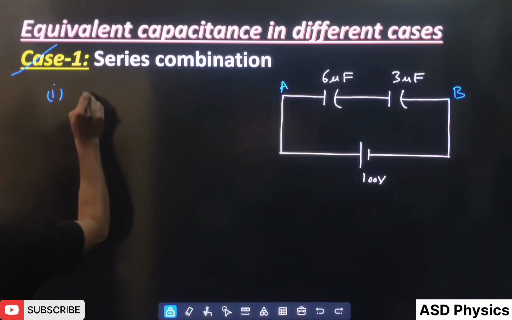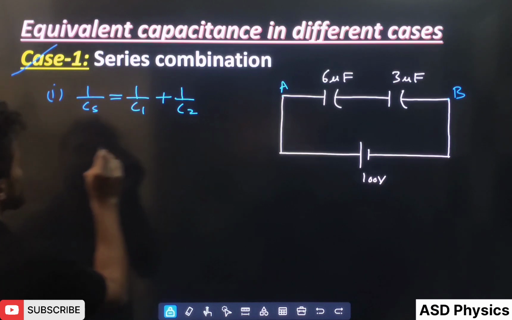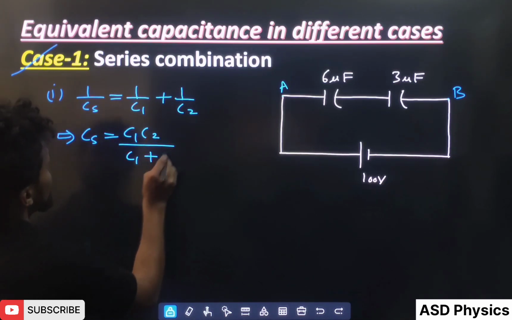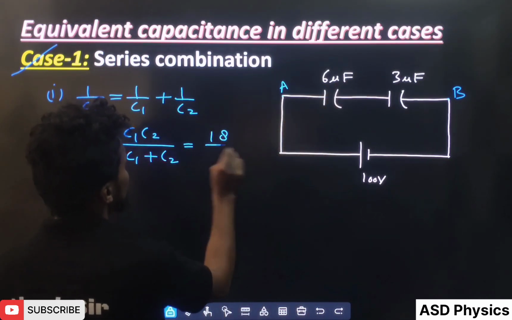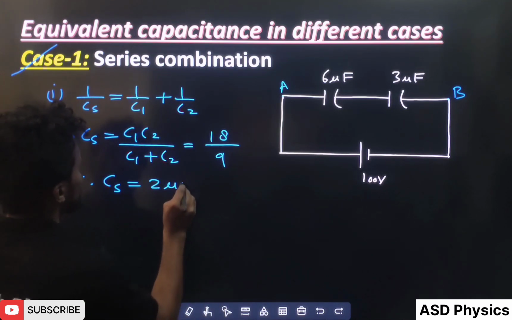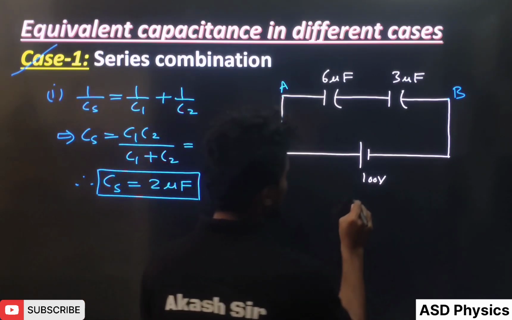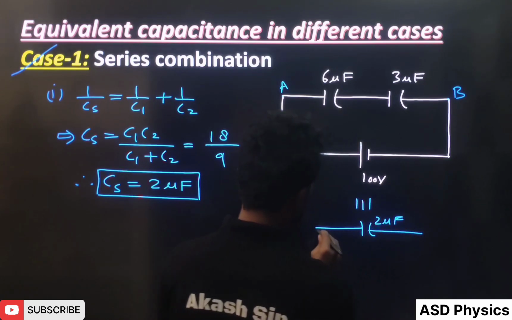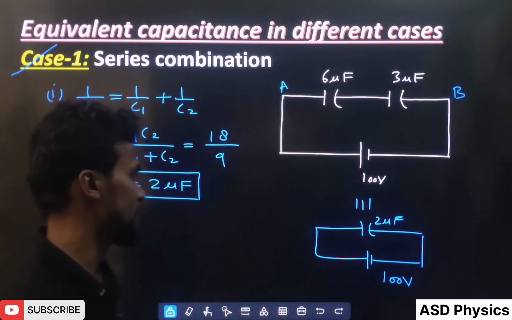So see first one. When the capacitors are connected in series, what is the formula? 1 by Cs equal to 1 by C1 plus 1 by C2. When you simplify this, you can write Cs equal to C1 C2 by C1 plus C2. So here 6 into 3, that means 18, and 6 plus 3, that means 9. So the equivalent capacitance is coming 2 microfarad. The first thing is completed. If I draw the equivalent diagram, 2 microfarad here and 100 volt. So this is the equivalent diagram.